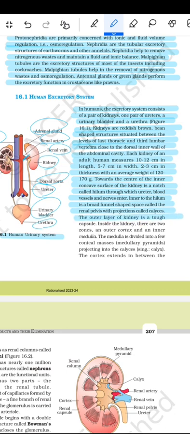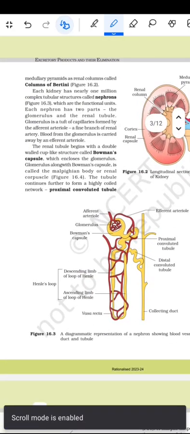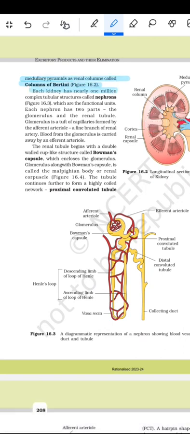The outer layer of the kidney is a tough capsule. Inside the kidney there are two zones, an outer cortex and the inner medulla. The medulla is divided into a few conical masses called medullary pyramids projecting into the calyces. The cortex extends in between the medullary pyramids as the renal columns called columns of Bertini. Each kidney has nearly 1 million complex structures called the nephrons, which are the functional unit. Each nephron has two parts, the glomerulus and the renal tubule.